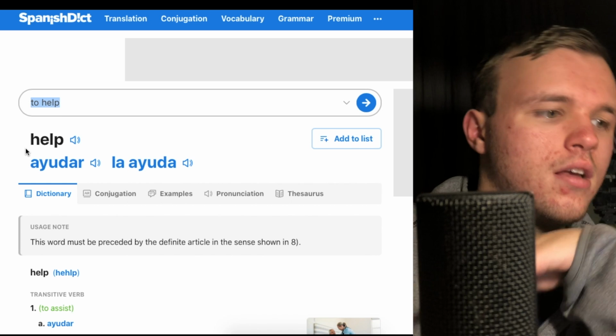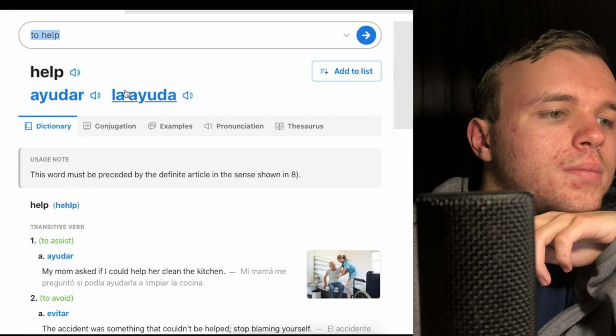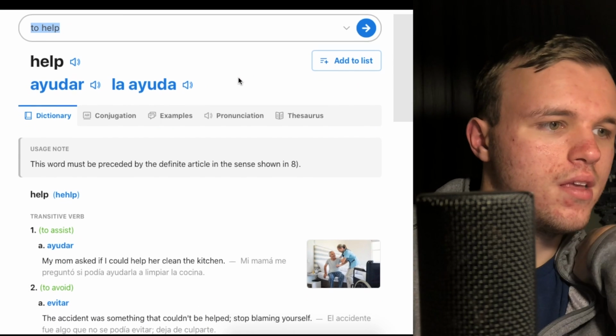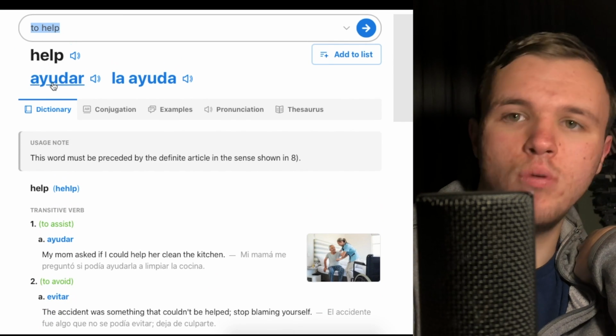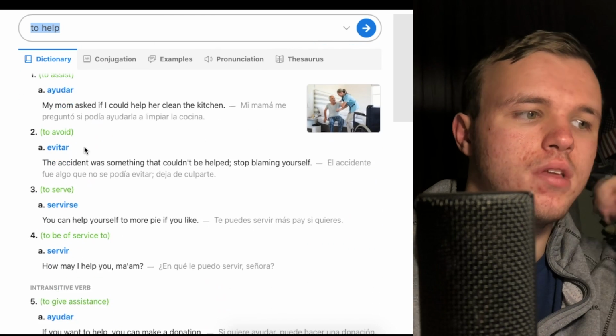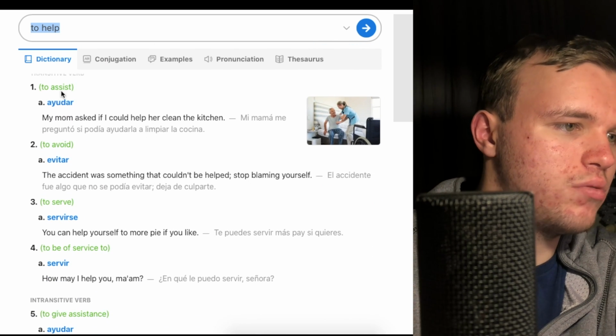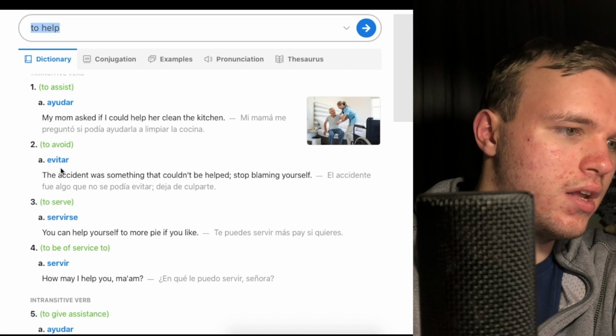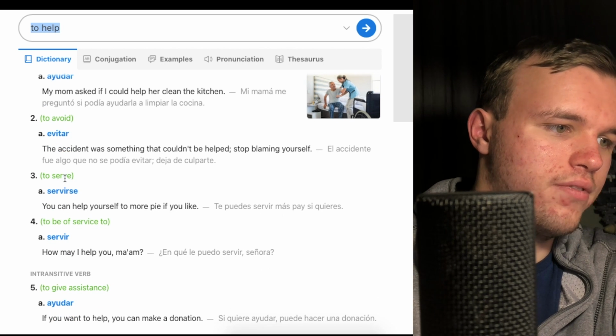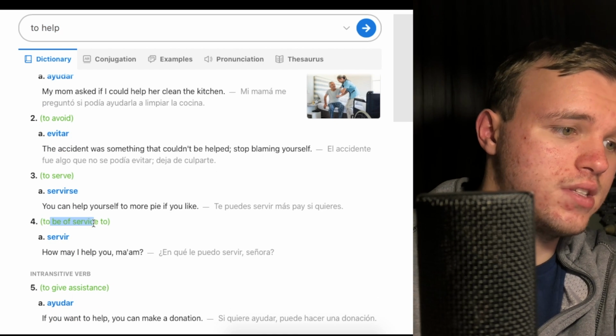Ayudar. Sí. Yes. So you've got the verb, and you've got another version of the verb. I think this is to help. This is help just in general. So you've got the phonetic spelling in English, which doesn't really do anything. But to assist, to avoid, to serve, and to be of service.